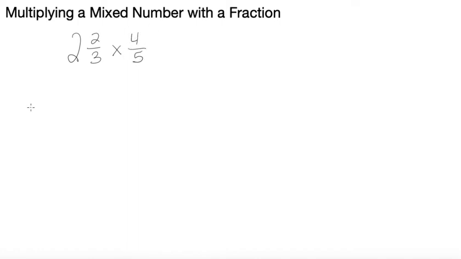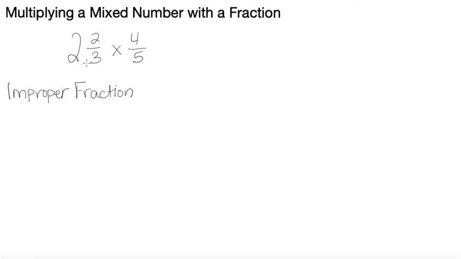So there's a couple different ways to do this. You could turn this into an improper fraction and multiply across, which I'll show you that method. You could also break this up into two different multiplication problems, 2 times 4/5 and then 2/3 times 4/5, and add your answers together. So the first way we're going to look at is how to do this by turning your mixed number into an improper fraction.